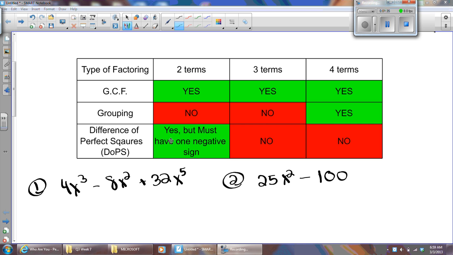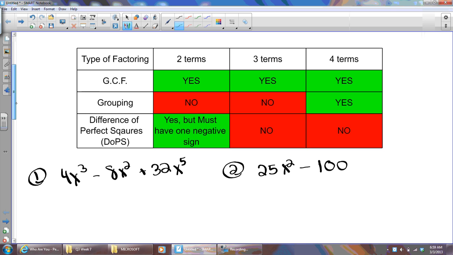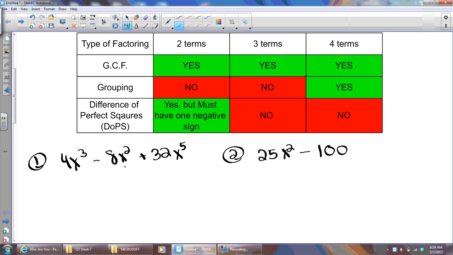Okay, so I'm going to show you how to use this chart. I'm going to come down to this problem number one here, and I see there are three terms, and I know right off the bat I've got to try GCF. Now, I should have tried GCF anyway, and we can't assume that three terms means only GCF because, again, we're going to learn some different types of factoring. But this is a three term. I'm going to look for the GCF of 4, 8, and 32, and I believe that's going to be a 4, right?